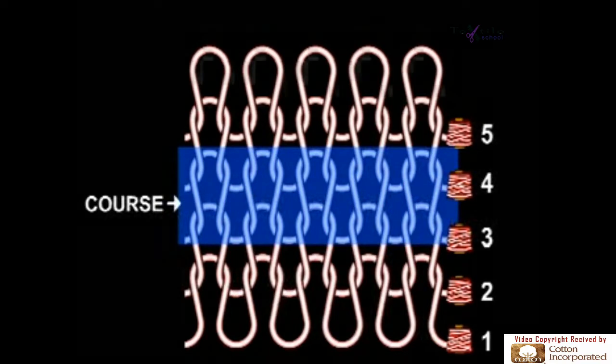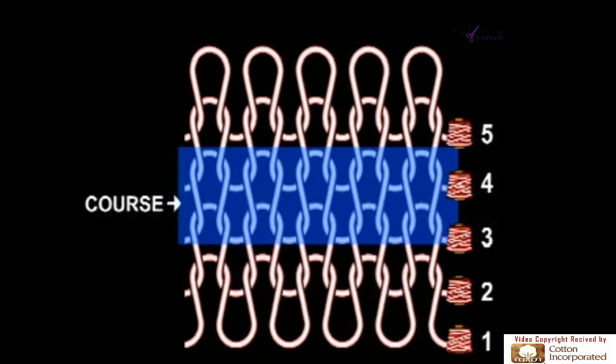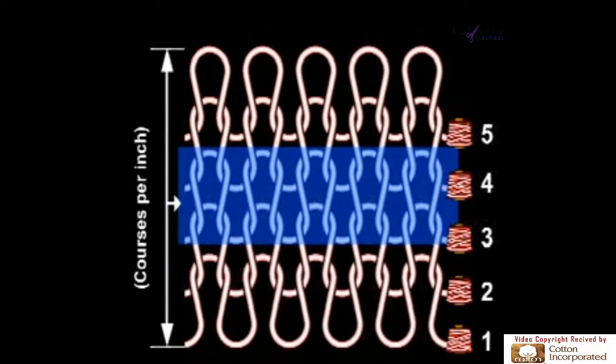The course count is measured by the number of courses per linear unit, expressed as inches or centimeters. If this drawing represents a 1 inch by 1 inch area, you identify this as 5 courses per inch.